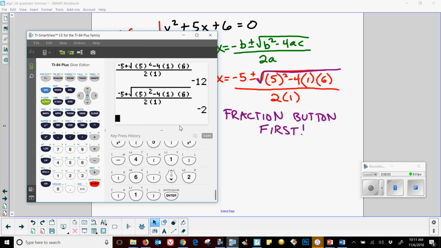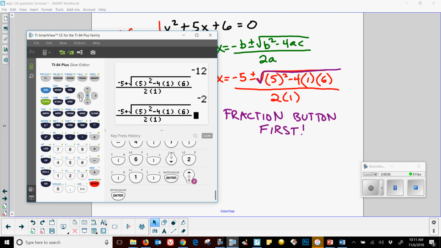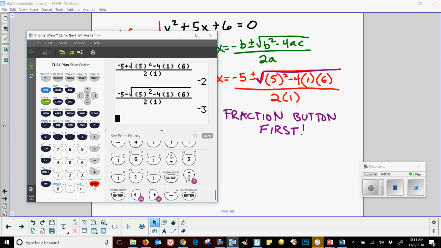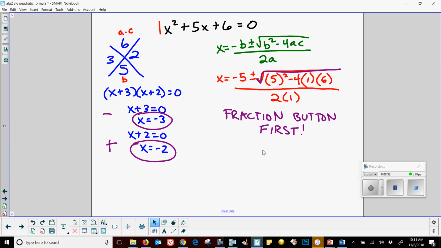Now, how do I get the other one? Do I have to type in all again? Nope. Arrow up a couple times, highlight that, hit enter, and then just arrow back to this plus sign. Nope, too far. Just the plus sign, change it to minus, hit enter, because if you do anything else, your square root thing goes away. Negative 2, negative 3. So this works either way.